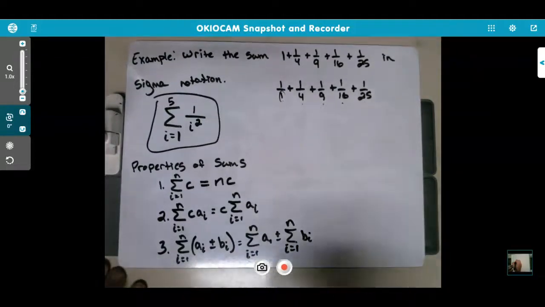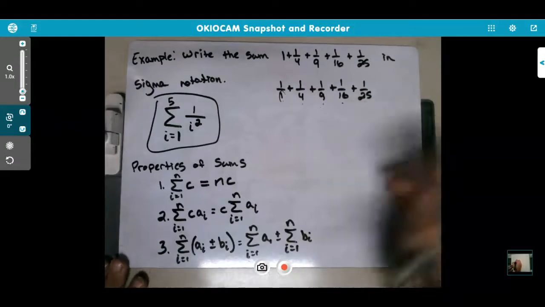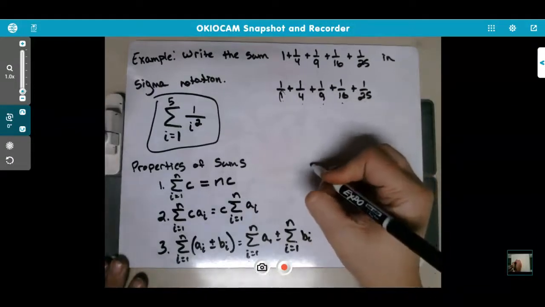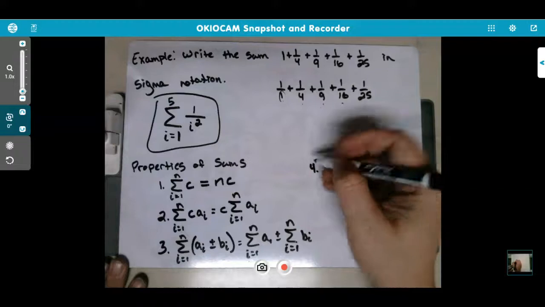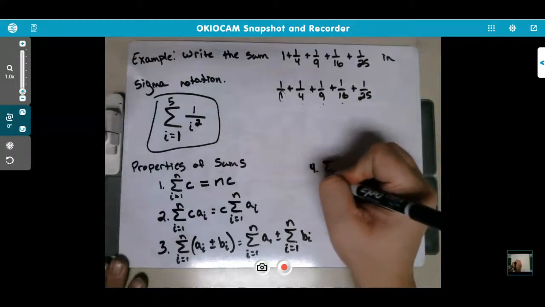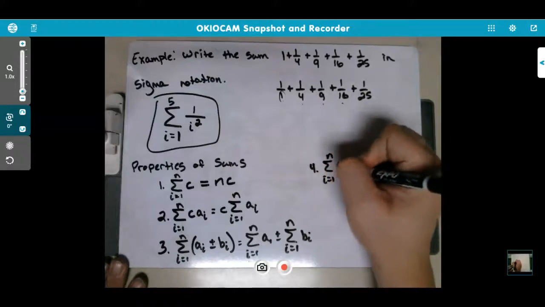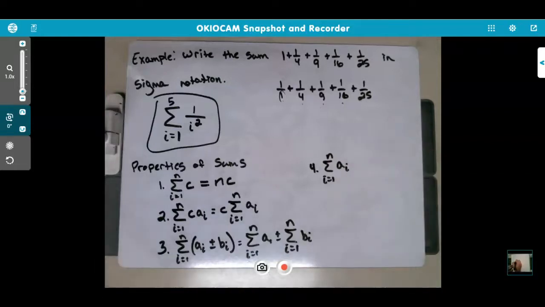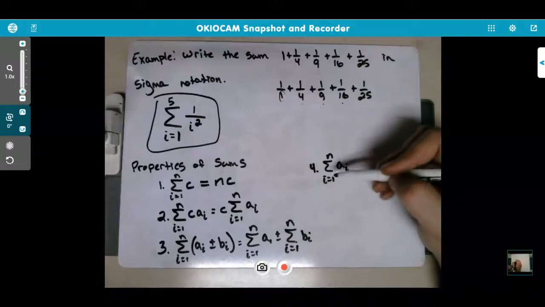My 4th rule is another really helpful rule. I don't have any room right here, so I'm just going to write it right here. If you're doing the sum from 1 to n, what I can actually do is split this into 2 different parts by finding a number between 1 and n.